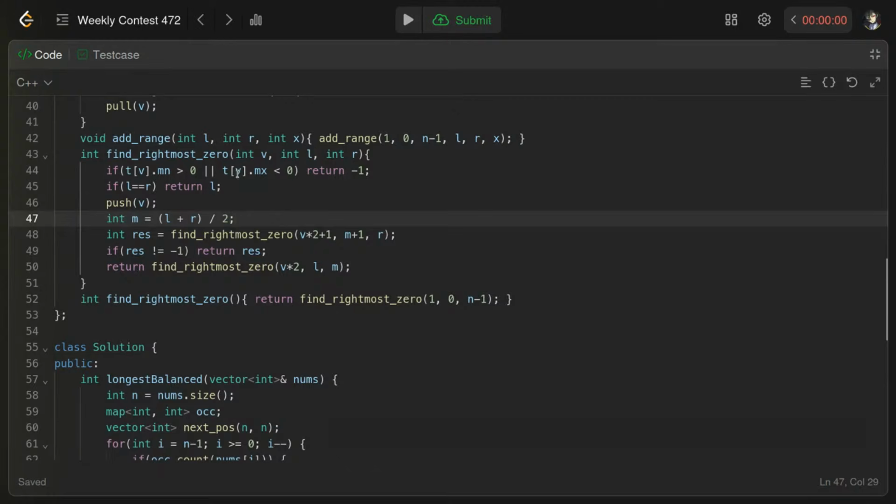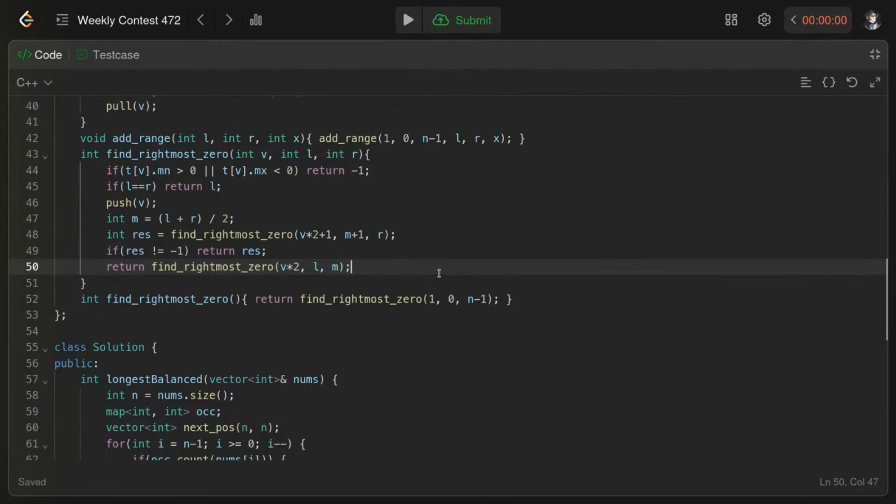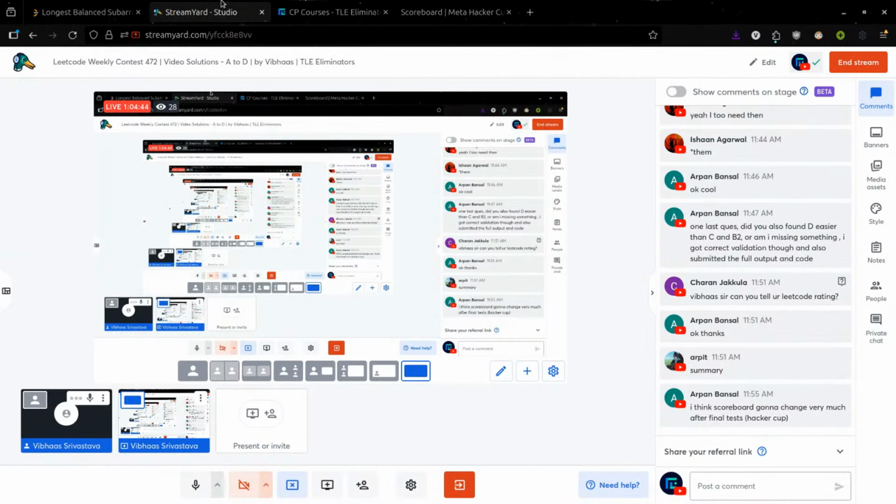Now it's going to try first going down the right half. If going down the right half gives us a -1, then it's going to try going down the left half. It's going to try to find the rightmost zero on either side. This way we can use our segment tree structure to find the rightmost zero. This is a common idea: find the rightmost zero in a segment tree, find the smallest number in the segment tree, and all these kinds of problems.